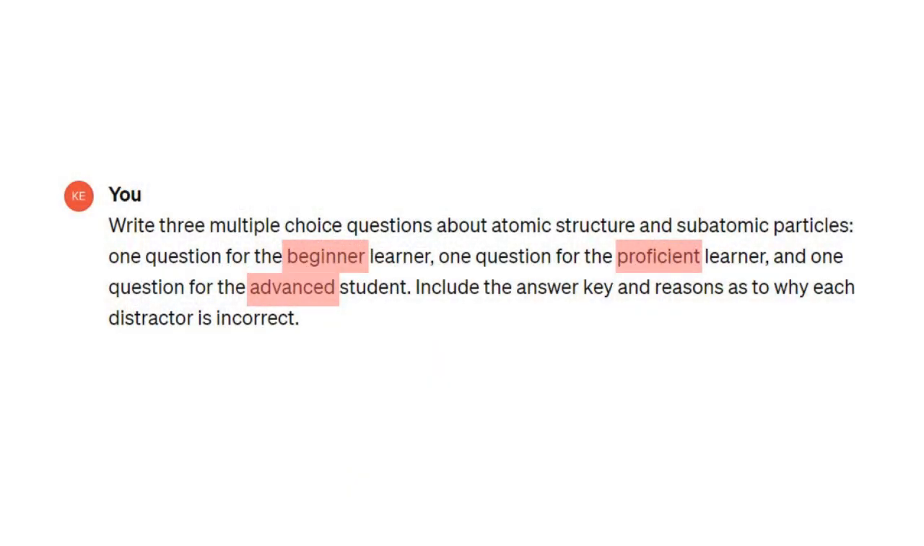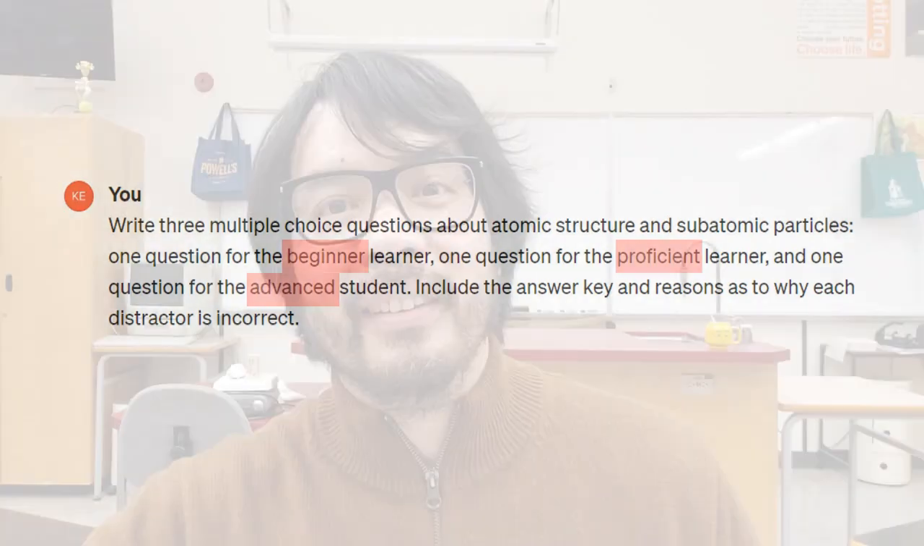Now first, we asked ChatGPT this question. Write 3 multiple choice questions about atomic structure and subatomic particles. 1 question for the beginner learner, 1 question for the proficient learner, and 1 question for the advanced student. Include the answer key and reasons as to why each distractor is incorrect. Now, this is what ChatGPT came up with, all right?